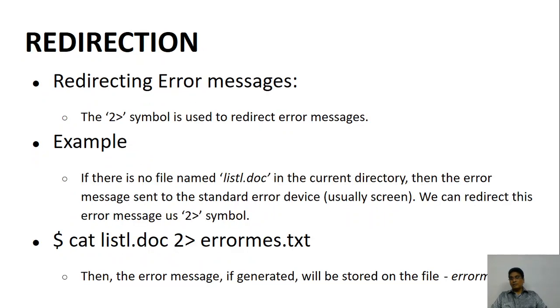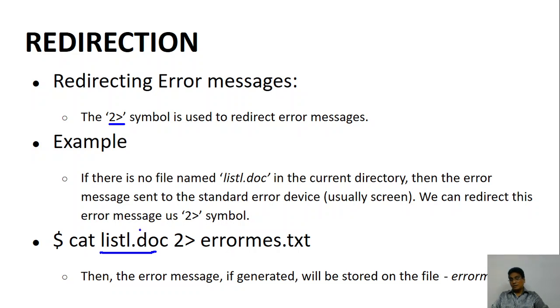Now the other one is redirecting the error message. Now we know that the standard code for error is 2. So you have to write 2 and greater than to redirect the error somewhere else. For example, suppose this file is not there when you execute the command, you will get an error message that the file does not exist.